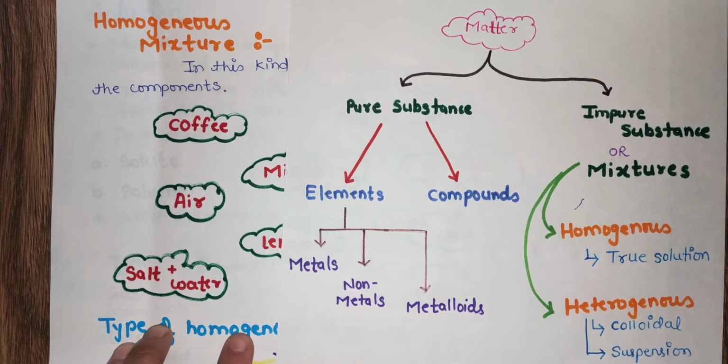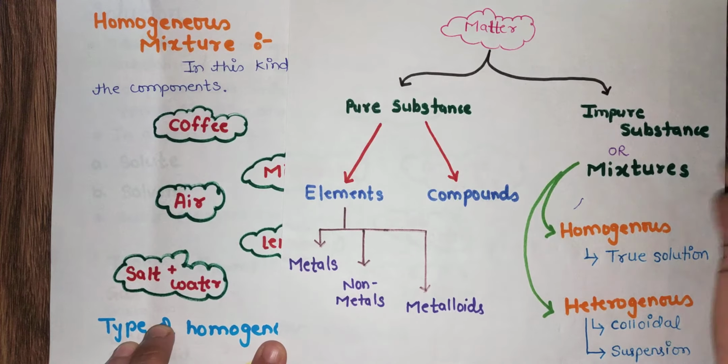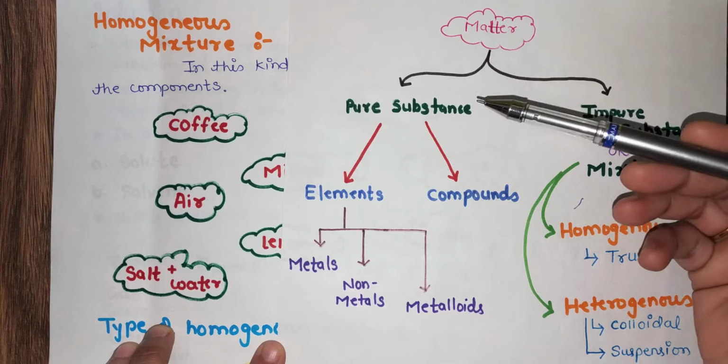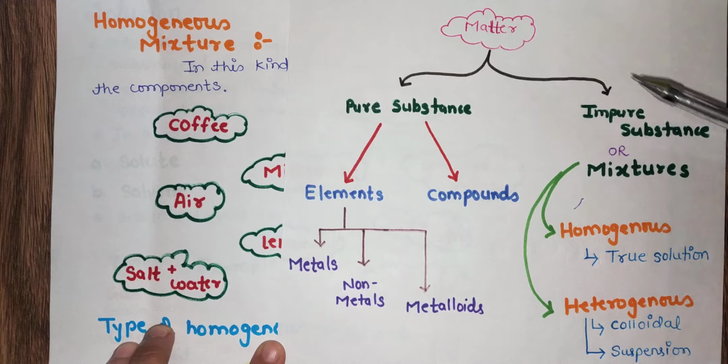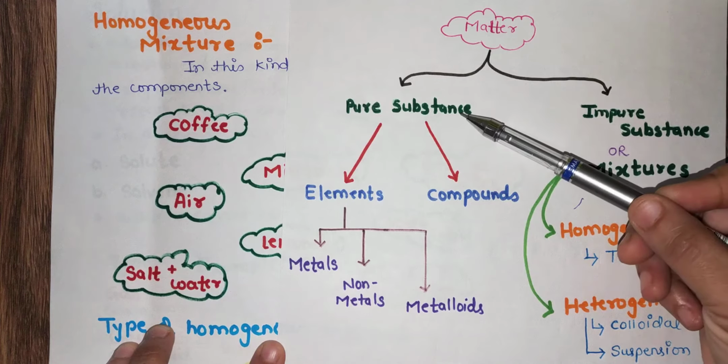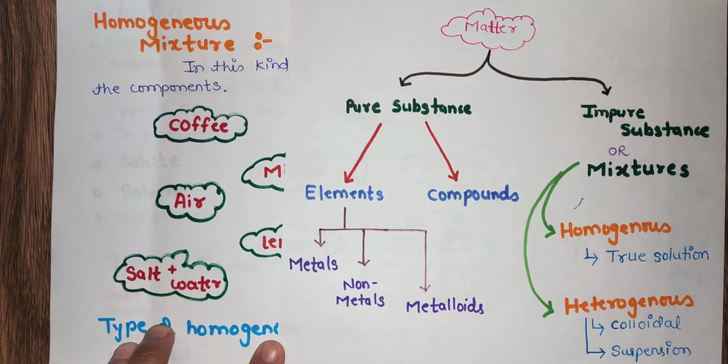Hello students, in my last lecture you have learned about what is matter and what are the types of matter. In that video I have explained about pure substances and their classification into elements and compounds. Elements were further classified into metals, non-metals, metalloids, and we also discussed water as a compound and its properties.